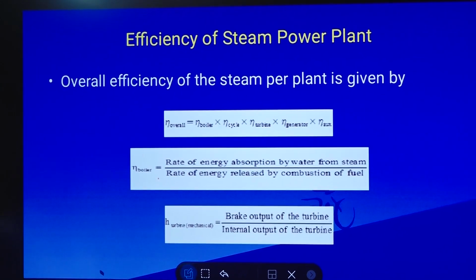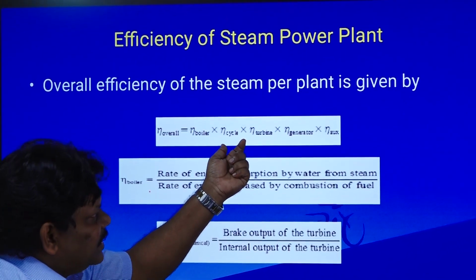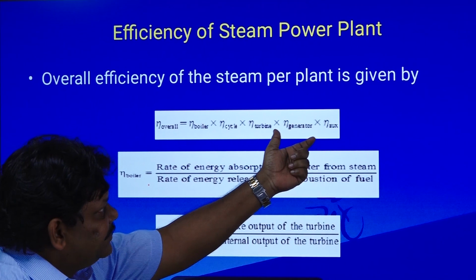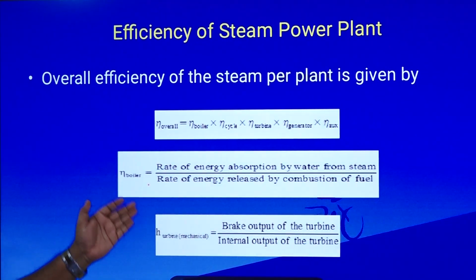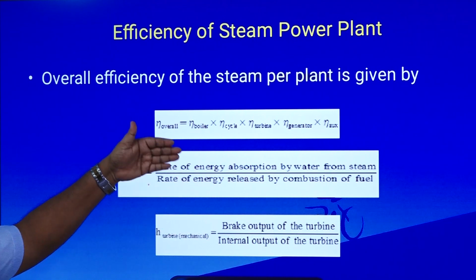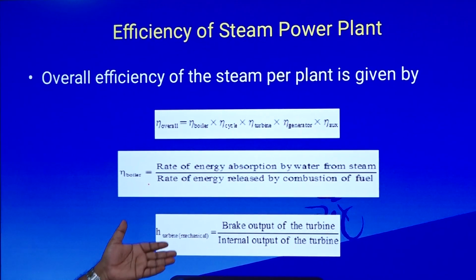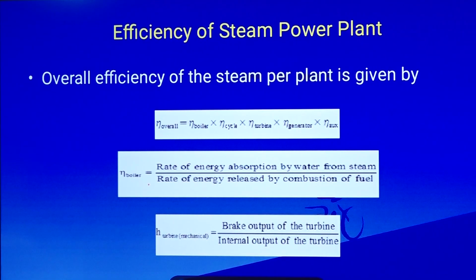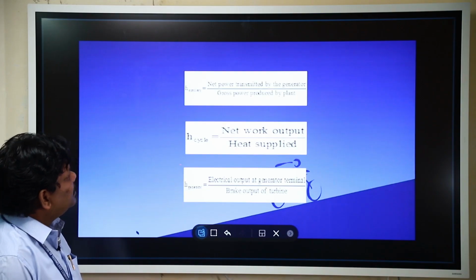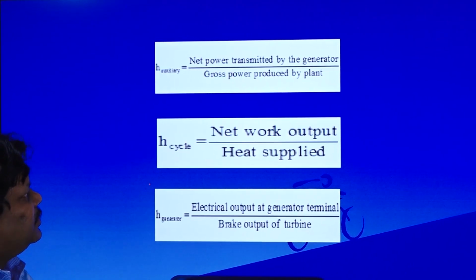The next one is the efficiency of the steam power plant. Overall efficiency is the product of boiler efficiency, cycle efficiency, turbine efficiency, generator efficiency and auxiliary efficiency. These are the definitions: boiler efficiency is the ratio between the rate of energy absorption by water from steam and the rate of energy released by combustion of fuel. Mechanical efficiency of the turbine is the ratio between brake output and internal output. Auxiliary efficiency is the ratio of the net power transmitted by the generator and the gross power produced by the plant.